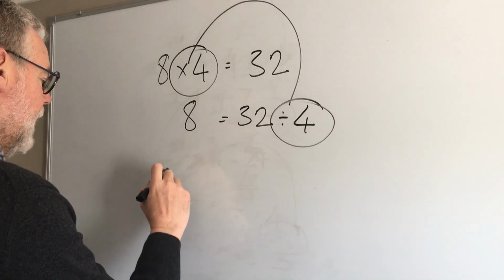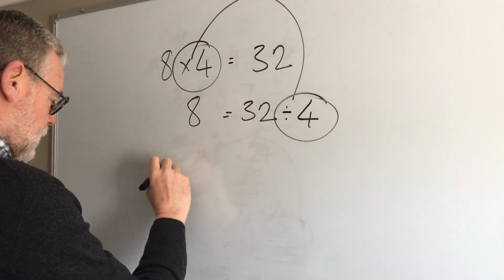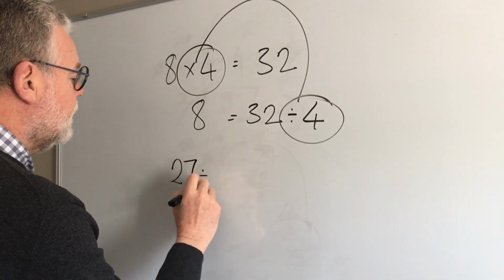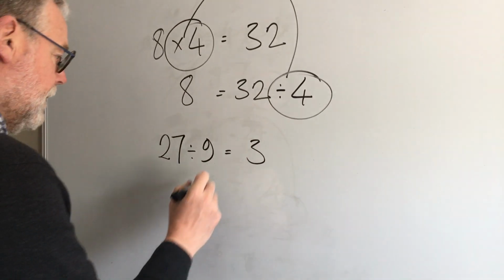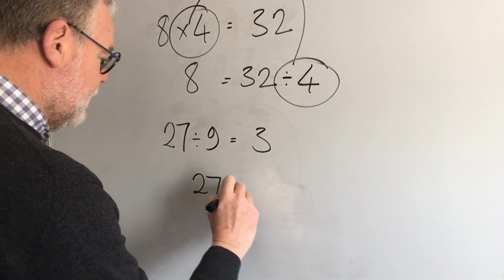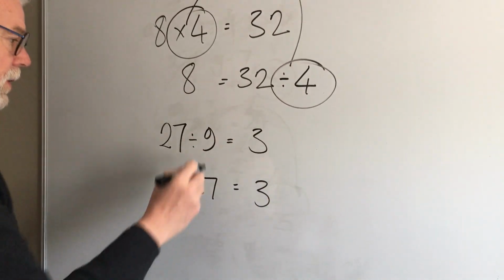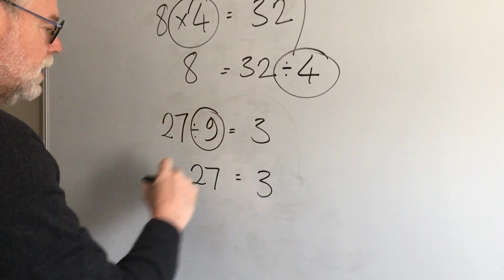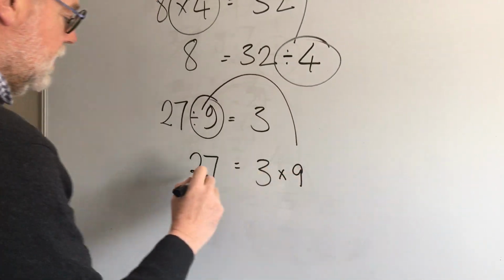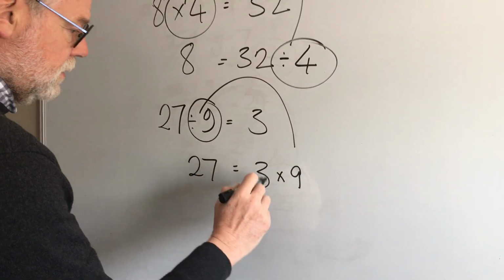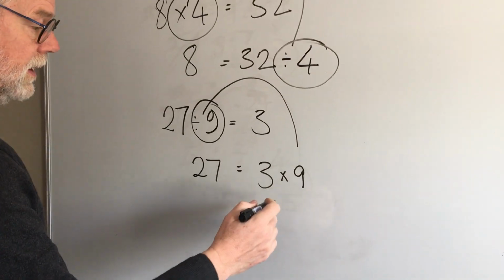And the last one, if I said, what is 27 divided by 9 equals 3, it's now balanced. If I said 27 equals 3, clearly it no longer is. But what do we do? We change the side and we change the sign. Does it work now? 27 equals 3 times 9. 3 times 9 is 27.